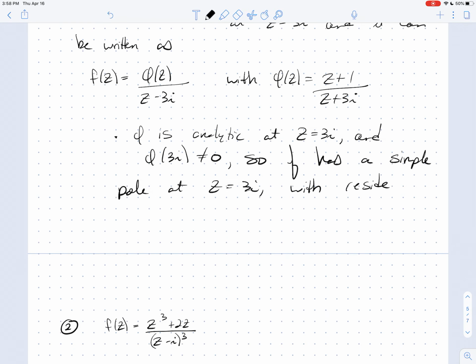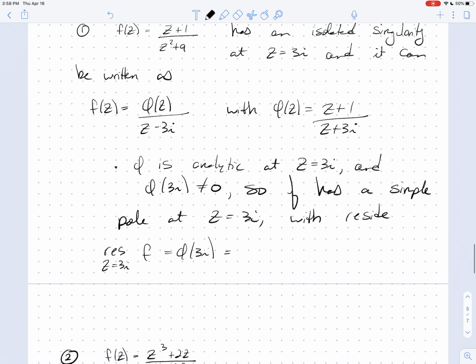With residue, well, the residue at z equals 3i of f is just phi of 3i. So you just plug 3i into phi, and so you get 3i plus 1 over 6i, which of course you can simplify to 3 minus i over 6.